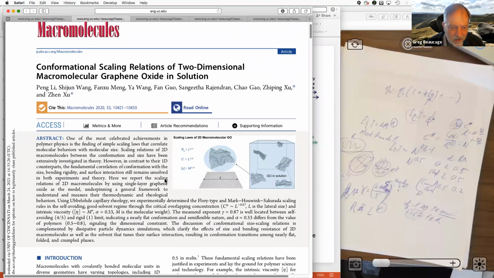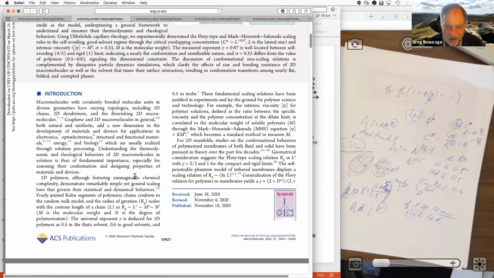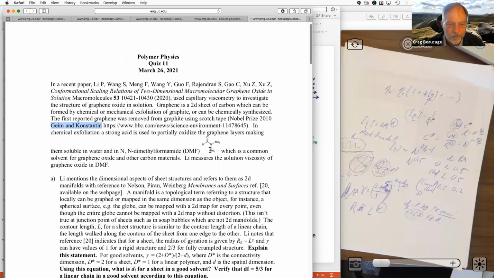You can stick it in a microscope, but the thing's squished down onto a carbon grid or something. Right, so you can't say that that's actually the size. So he wants to know what the size is in solution. So he puts it into DMF, which is a solvent used for this.